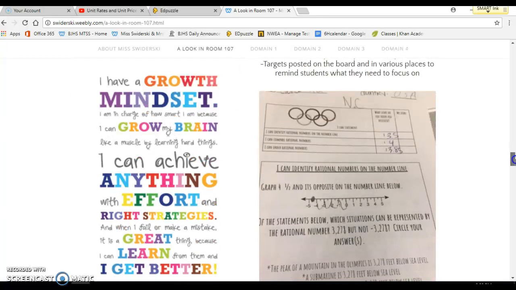So down here, you'll see some assessments. At the top of every test, I have an area for them to rank themselves, whether it's what do you think you got on this target? And then I'll usually put their grade next to that score for them. When it says I can identify rational numbers on the number line, I try and keep it so that there is one target per page or per so many pages so that students know what they're being assessed on. So students are constantly reflecting on that.